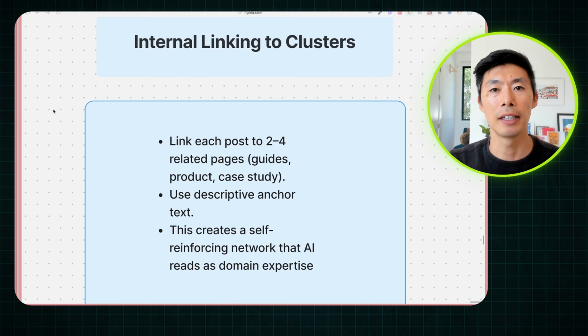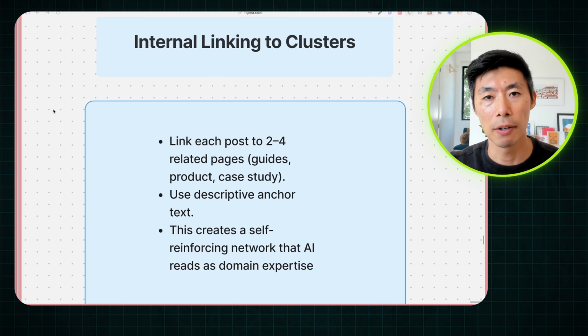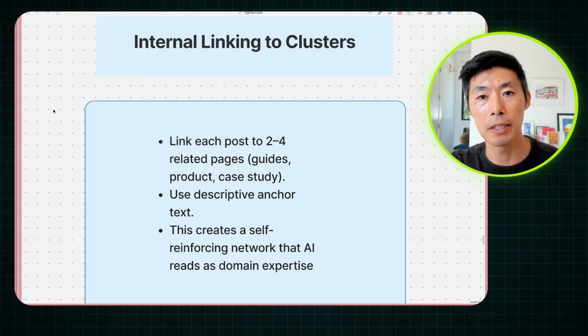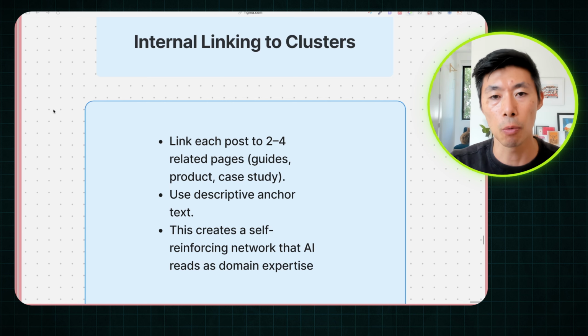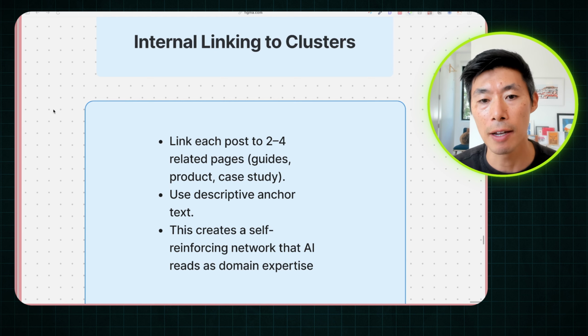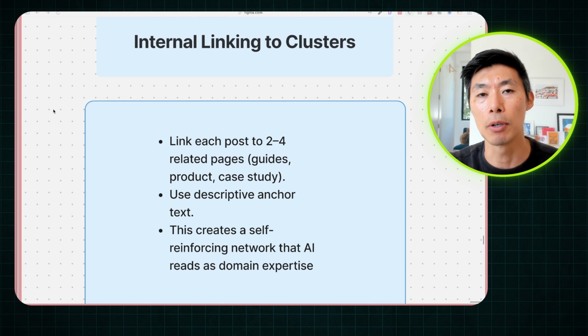The next LLM optimization is to create internal links to different clusters. So ideally, you're having a topic page, and then your subtopics or your pages that are related to your pillar or your topic page. And so you want to have 2 to 4 related pages and links on each page, include descriptive anchor text. And then what this does is it ultimately creates a self-referencing network, so the AI understands that this is deeper domain expertise.